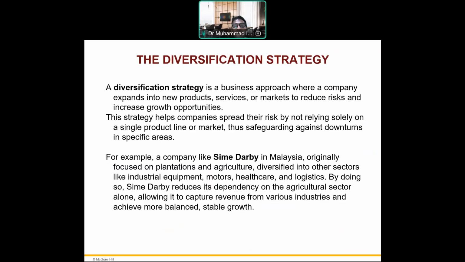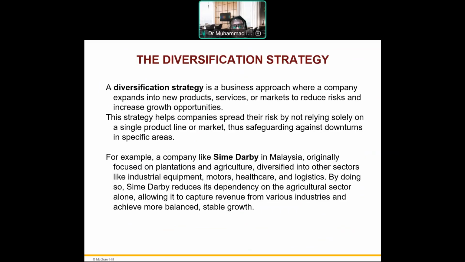For example, a company like Sime Darby, please don't be confused. Sime Darby in Malaysia originally focused on plantation and agriculture, but diversified into other sectors like industrial equipment, motors, healthcare, and logistics. By doing so, Sime Darby reduces its dependency on the agriculture sector alone, allowing it to capture revenue from various industries and achieve more balanced, stable growth.